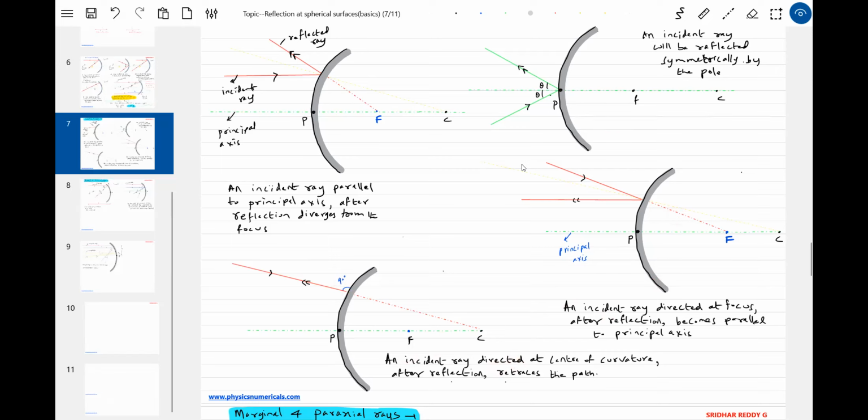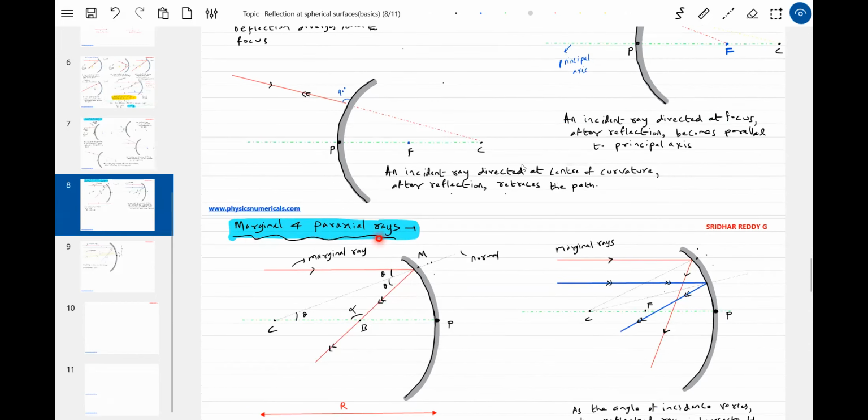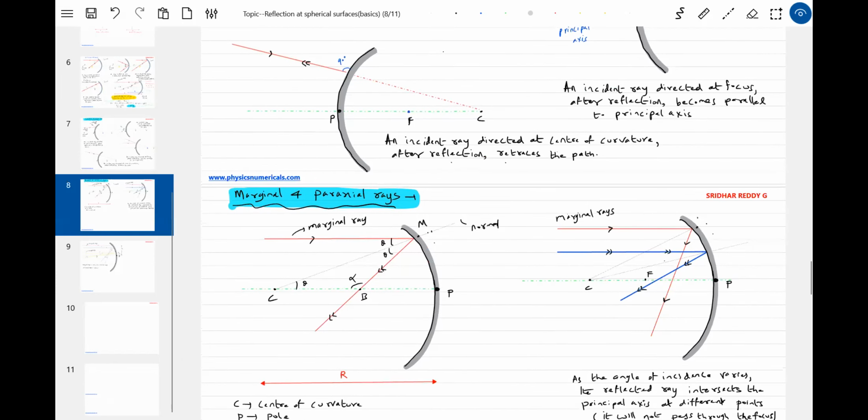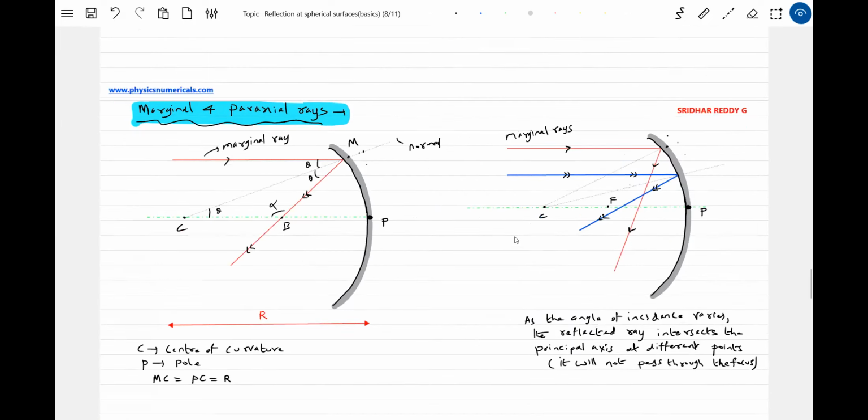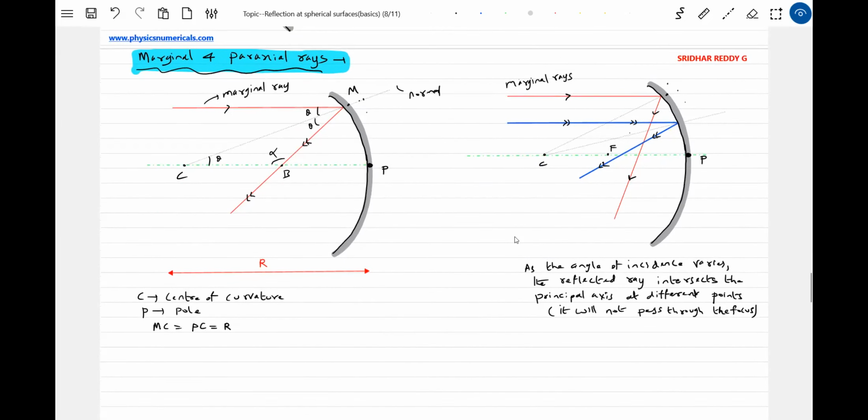Okay, now these are paraxial rays. Yes, all the rays I discussed are paraxial rays. If a ray incident is not paraxial, we'll call that a marginal ray. We'll call them marginal rays here. Okay, let's do one thing. Let's get into some mathematics. Then I'll show exactly the difference between what we mean by marginal and paraxial rays.